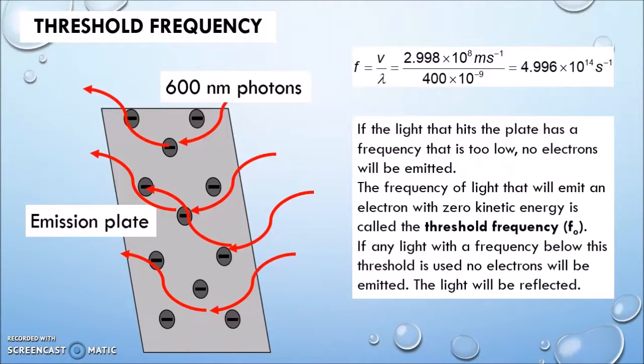Now the point at which the frequency just is able to pop the electron off, and the electrons have no kinetic energy, this is called the threshold frequency. Any light that has a frequency that is less than the threshold frequency will not be able to eject the electrons.